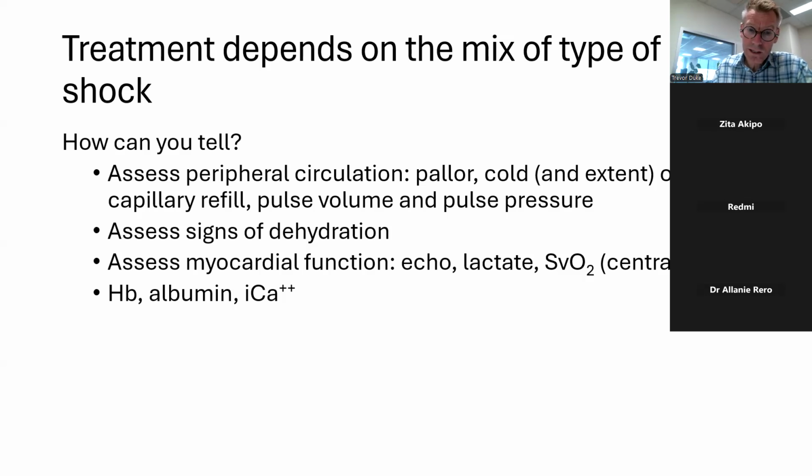You can assess their myocardial function. Sometimes you can assess it by echocardiography. You can also do some other things, measure their blood lactate. And if you've got a central line, then you can measure their oxygen saturation in the central venous blood. And if your central venous oxygen saturation is low, that suggests that the cardiac output is low, and it suggests that the cardiac function is poor.